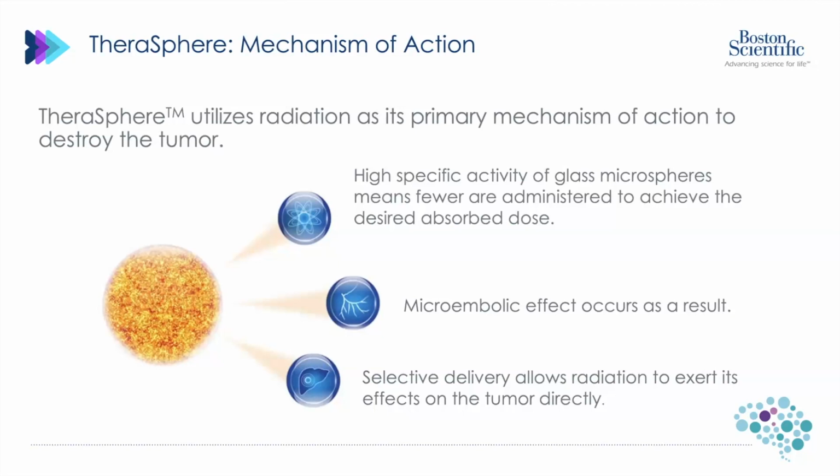Of course, what we all worry about is, can they cause strokes? Actually, some of what we want to see is what we call the microembolic effect. We want microembolic, we don't want macroembolic, right? We want micro, where we can see diminished blood flow to a tumor, and that can cause relative apoptosis, but we don't want to cause stroke. And that's why for this particular trial, we're exceedingly cautious. But the rationale of this trial is to get selective delivery, allowing radiation to exert its effect on the tumor directly.